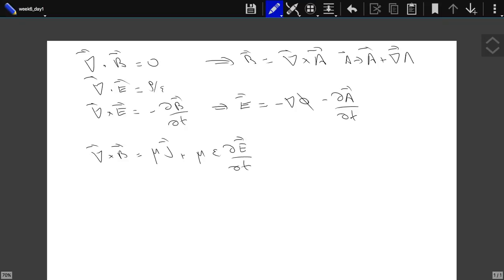But of course, if we change A to A plus the gradient of lambda, the electric field changes. We have to make one more transformation, and that is phi goes to phi minus del lambda by del t. So if we change both A and phi, the corresponding electric and magnetic fields do not change. So basically, for a given physical electric and magnetic field, you have infinitely many scalar and vector potentials. And we impose additional constraints on these A and phi to be able to choose one of the infinite possibilities.